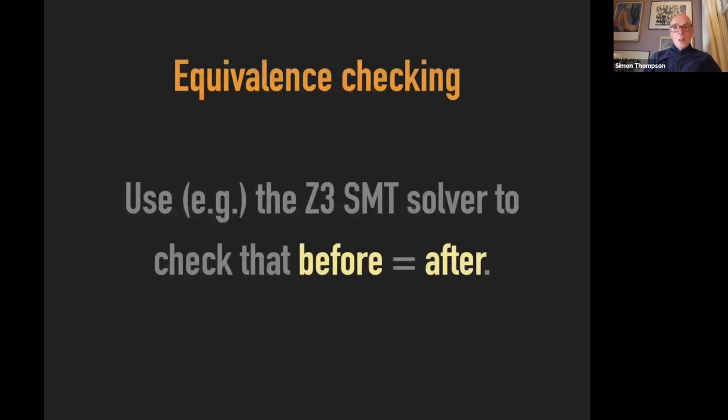So one thing that we've looked at is using SMT solving, where you have two functions, to check that the before and the after forms are the same. Now, it's a finite method, but it will allow us to produce evidence, for example, that two things are different. So it's a good way of spotting differences because an SMT solver will give you counterexamples.